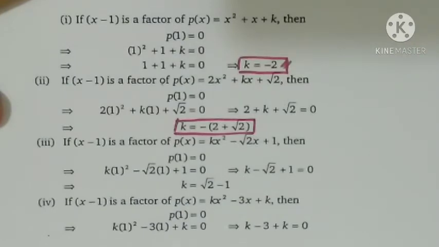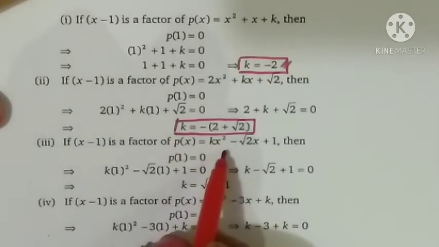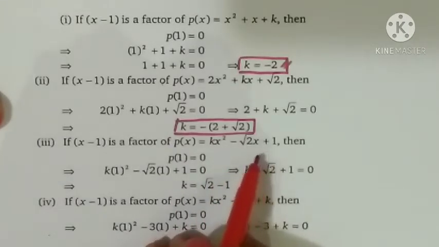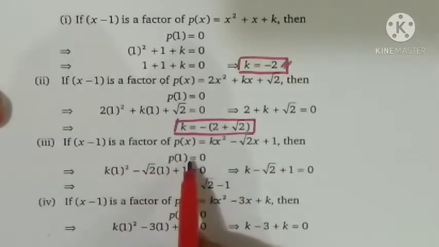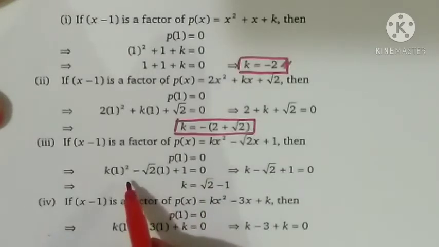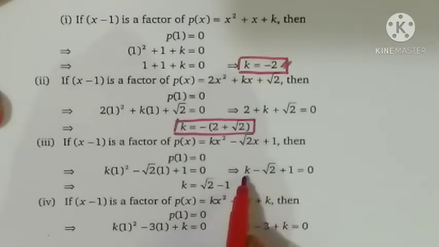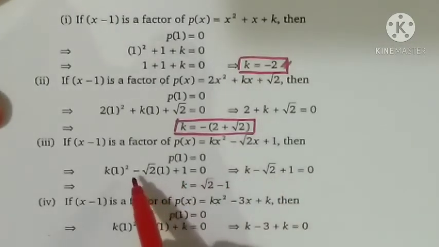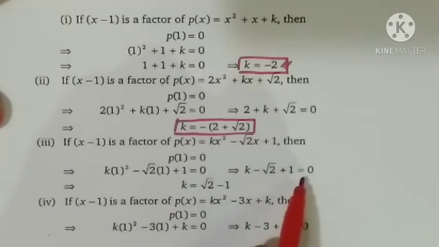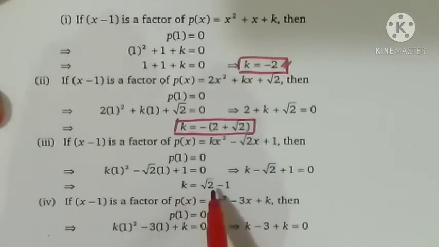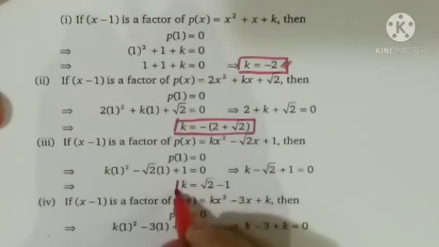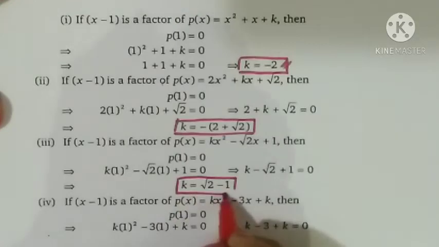Now third question. x minus 1 is a factor of the polynomial p of x equal to kx square minus root 2x plus 1. Definitely if x minus 1 is a factor, p of 1 equal to 0 only. So k into 1 square minus root 2 into 1 plus 1 equal to 0. So after solving this, k minus root 2 plus 1 equal to 0. So k equal to root 2 minus 1 only. So that is our third answer.